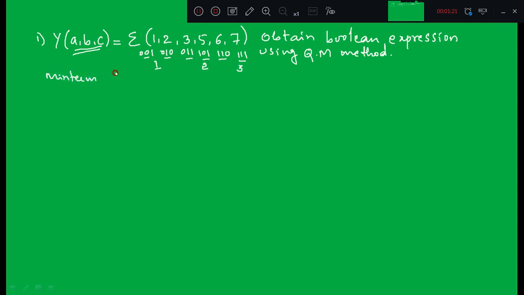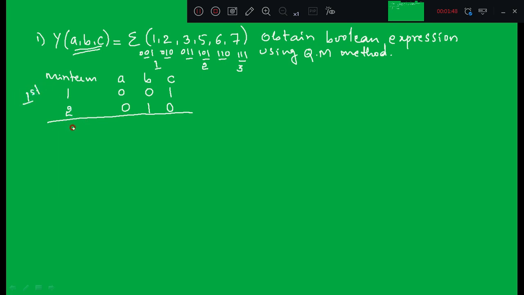The first column is minterm. Next, you write down the input variables A, B, C. The first minterm is 1. Its binary equivalent is 001. Next, minterm 2, so its binary equivalent is 010. These two minterms have single ones in their binary equivalent, so put them in the first group. So this is the first group.